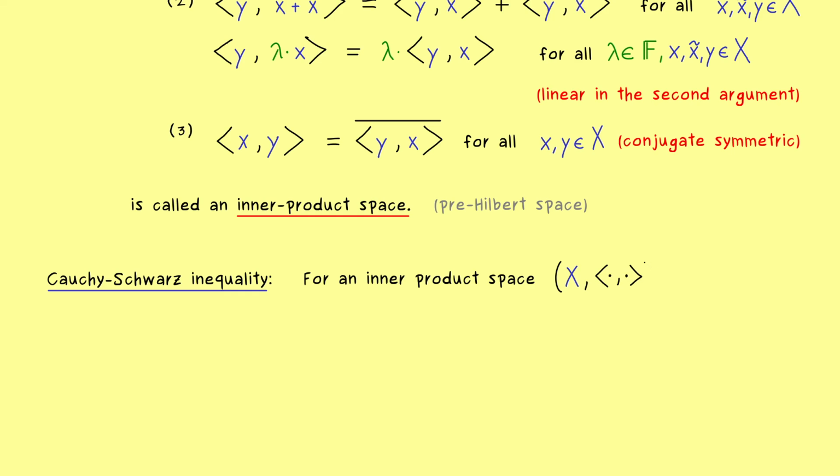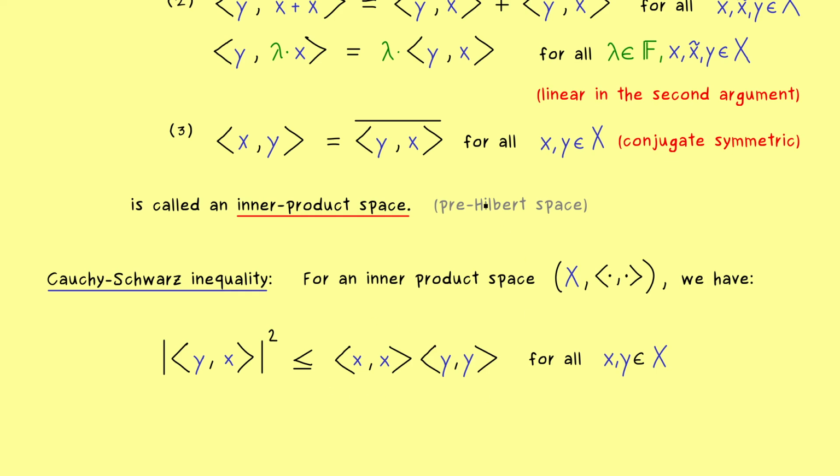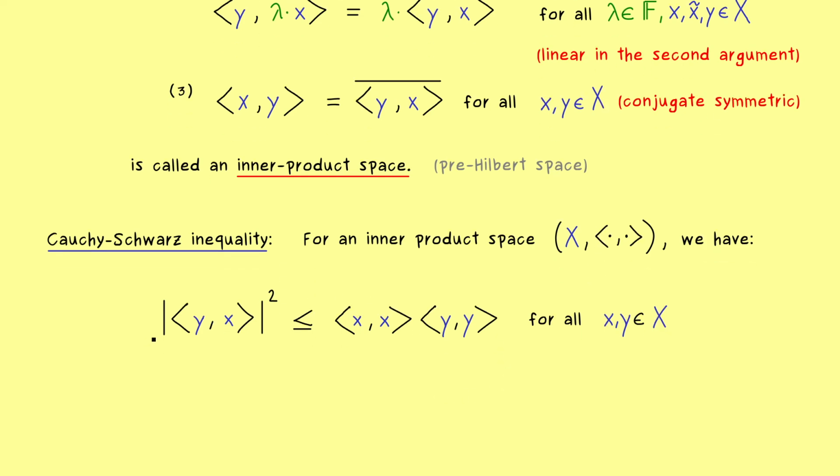So for any inner product space X, we have this inequality. So we take two vectors X and Y in the inner product and we look at the result in the absolute value squared. And this real number we can estimate by the inner product where just X is inside and with the inner product where just Y is inside. And by the properties of the inner product, we know that these two inner products are always non-negative real numbers as well. So the Cauchy-Schwarz inequality simply tells us the relation between this product and the inner product of X with Y.